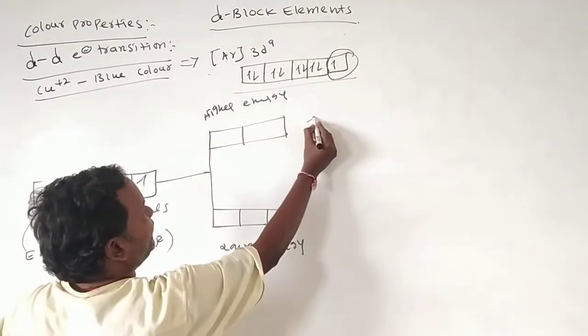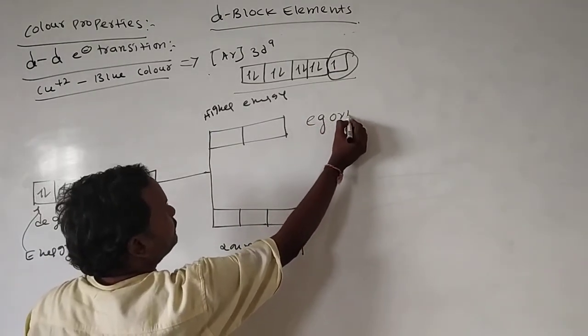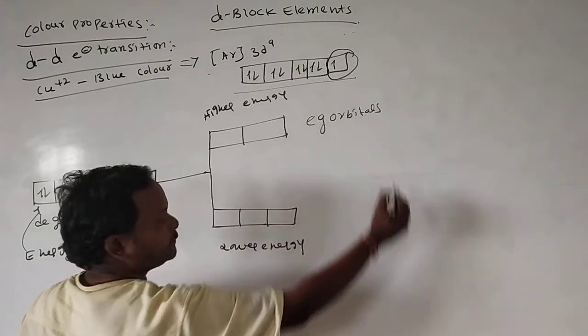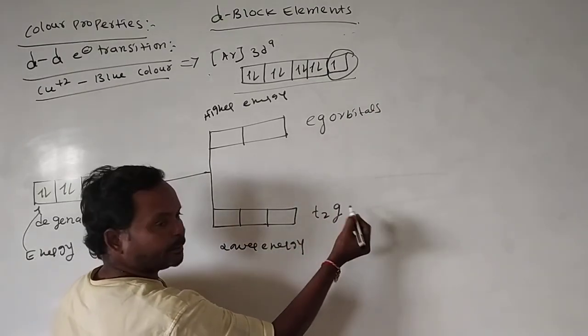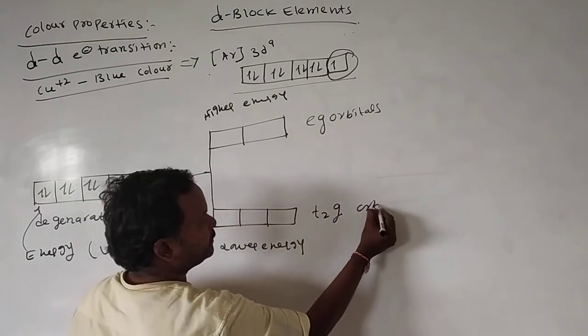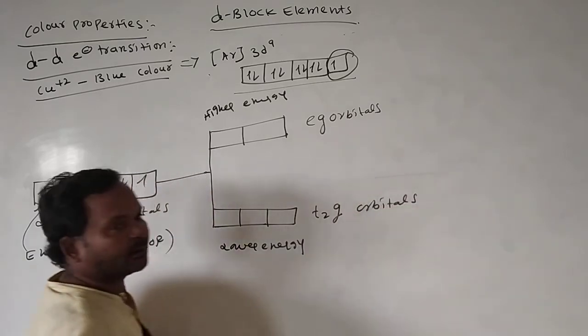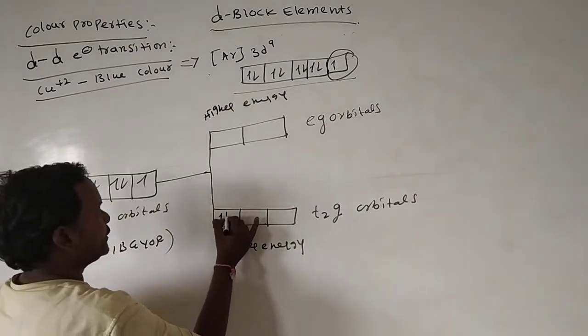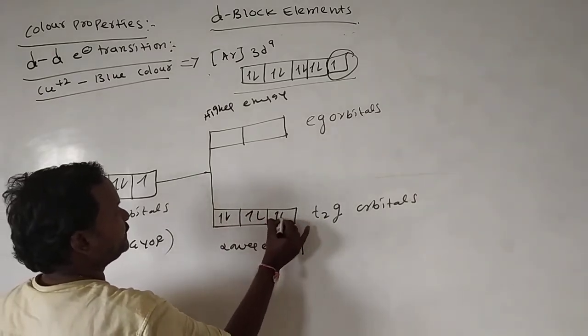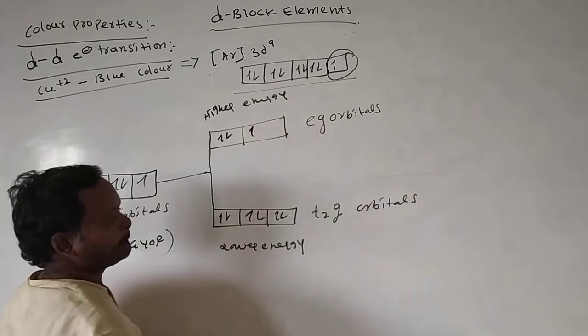The higher energy orbitals are called Eg orbitals, doubly degenerate orbitals. The lower energy orbitals are called T2g orbitals, triply degenerate orbitals. Here 1, 2, 3, 4, 5, 6, 7, 8, 9.